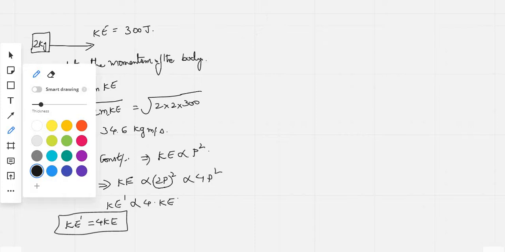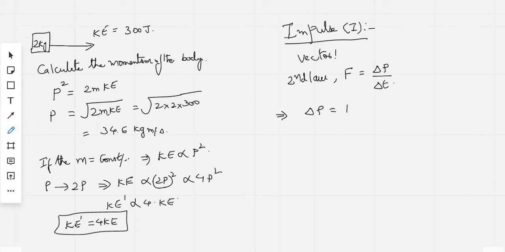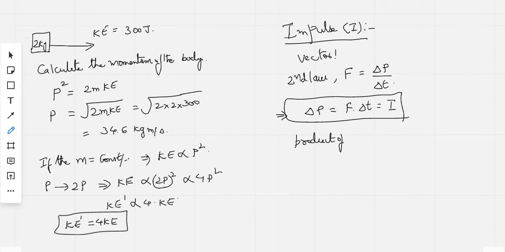Okay, let's learn the next concept called impulse. It is a vector quantity, represented by the symbol I. So what is impulse? Let us take Newton's second law, which is force F equal to delta P by delta T. Then from that we can write delta P equal to F into delta T, and this F into delta T is called impulse. So impulse is defined as the product of force and a short time, or you can also say the force acted in a short interval of time.